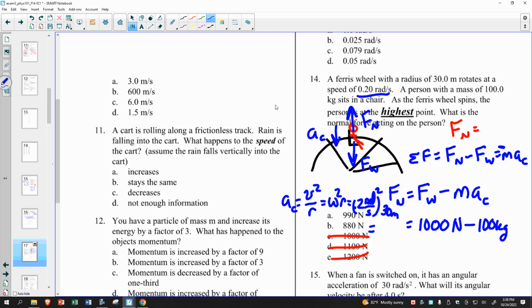So that's 0.2 squared times 30. I get 1.2 meters per second squared. So that is my acceleration, and that's what's going to go in right over here, 1.2 meters per second squared. So that's 1,000 minus 120, which is going to be 880.